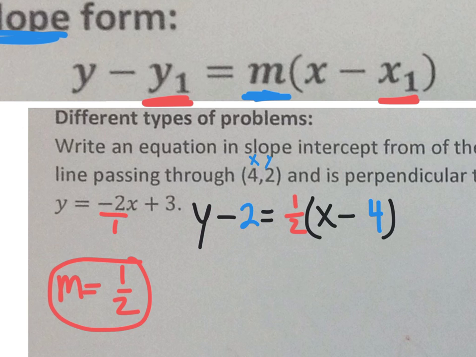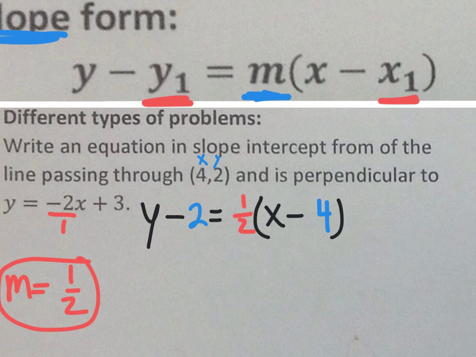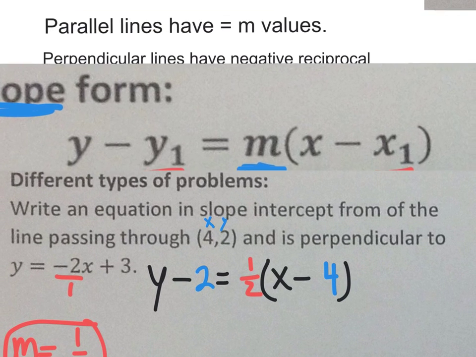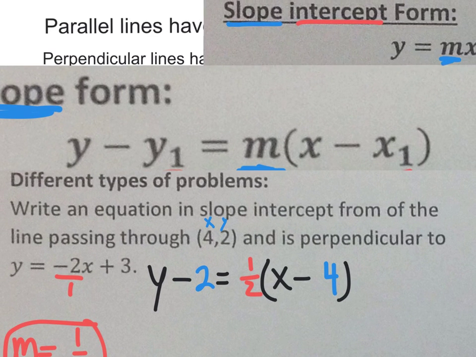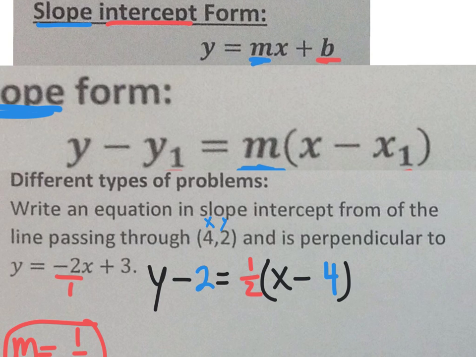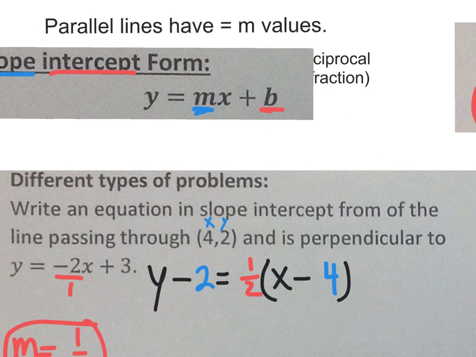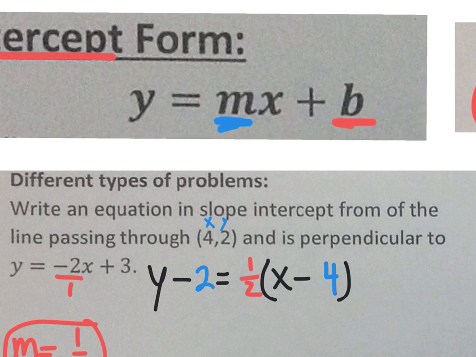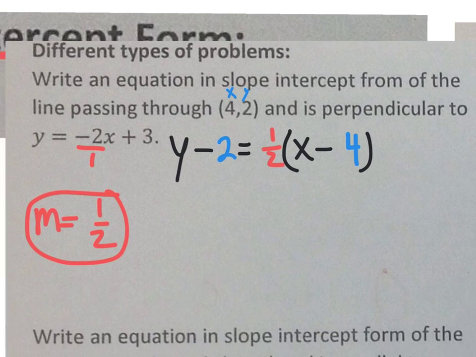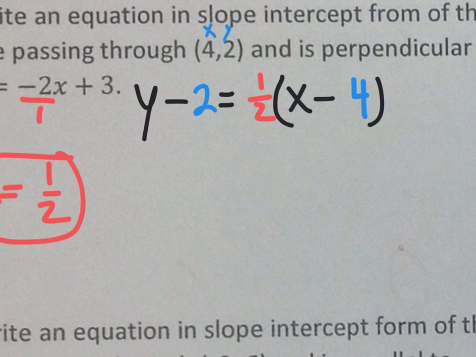However, they are telling us that they want it in slope-intercept form. So they want us to change it to y equals mx plus b. Where is it at? It's over here. Slope-intercept form, y equals mx plus b. So what we're going to do is change it to y equals mx plus b. How am I going to do that?